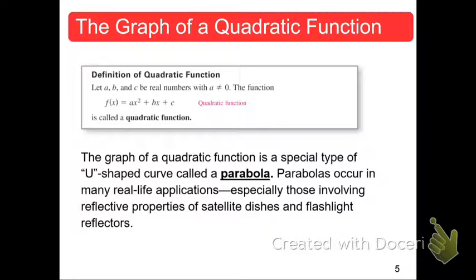So let's look at the formal definition of a quadratic function. If a, b, and c are real numbers and we don't want a to be equal to 0, then f of x is equal to ax squared plus bx plus c. This is a quadratic function. Notice if a were equal to 0, then this term would go away, which means it will no longer be quadratic because the highest degree would be 1. So you want to make sure that your a is not equal to 0.